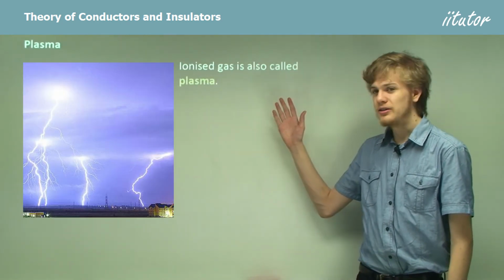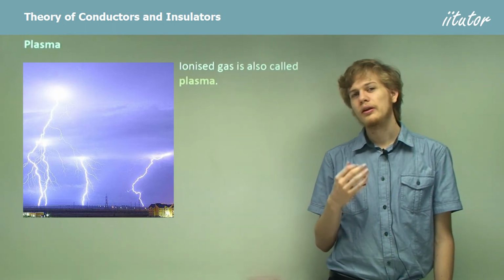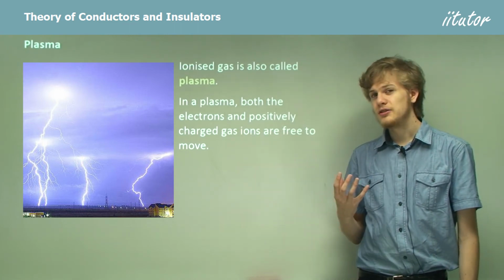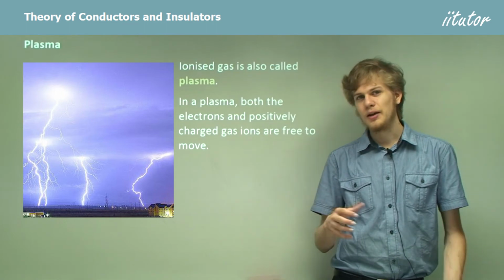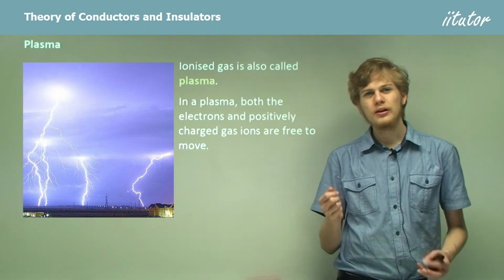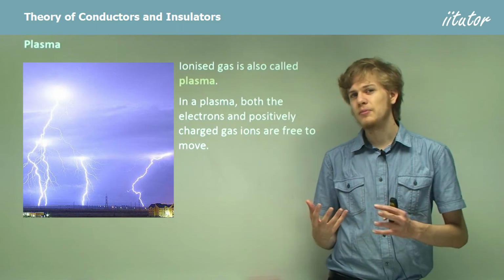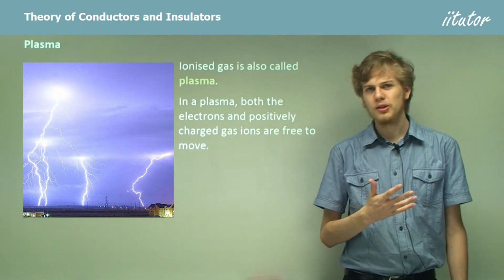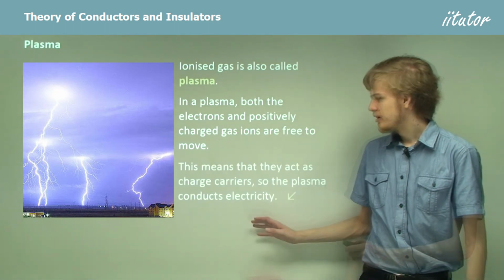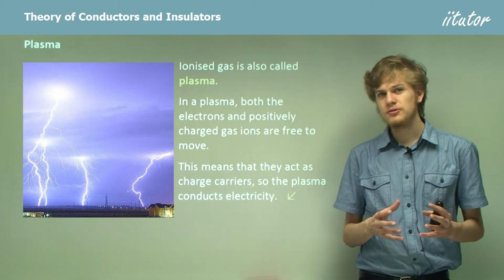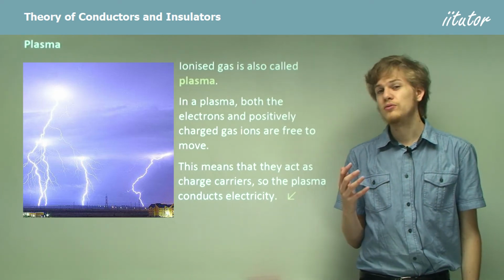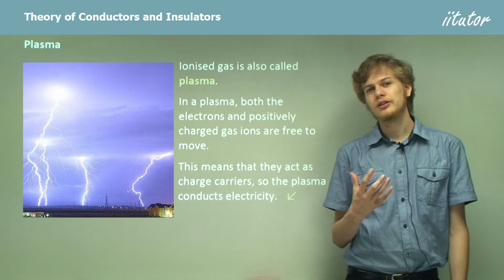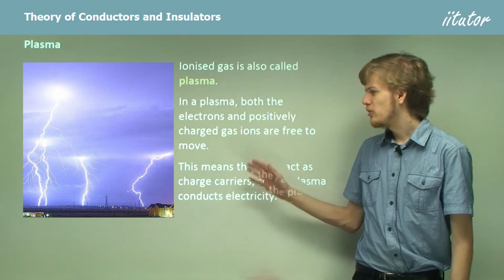Now, if we have ionized gas, we have another name for it. We often call it plasma. Now, in a plasma, both the electrons and the positively charged gas ions are free to move. Gas is able to move across pretty freely, so if we remove the electrons from them, it won't change their behavior much, but it will mean that the ions are now charged. The electrons, of course, are free to do as they please once they're free from their atoms. So because the positively charged ions and the negatively charged electrons are free to move around, both of them can act as charge carriers, which means that a plasma is able to conduct electricity. And this is in fact what lightning bolts are made out of.